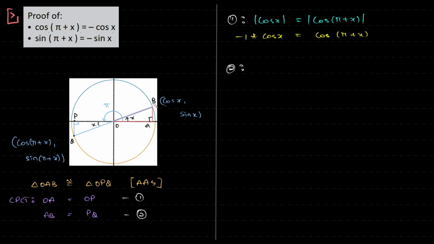And with respect to 2, what can we tell? We have AB. AB is your height. So sine of x in terms of magnitude is equal to PQ, which is your height, flipped around. So these two are equal. And now sine x is on the positive y-axis while PQ is on the negative y-axis. So the relationship will be something like this, and so we have the answer to be this.